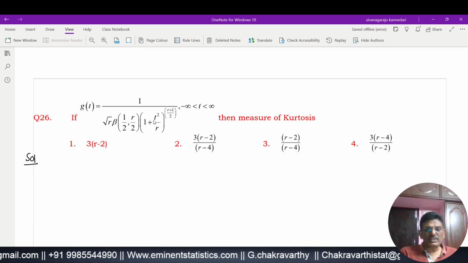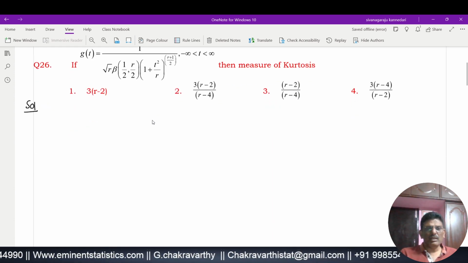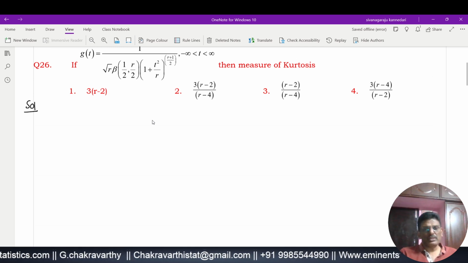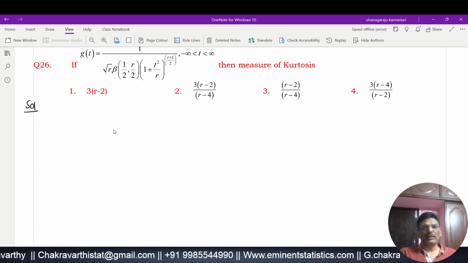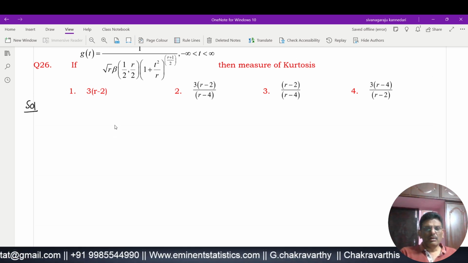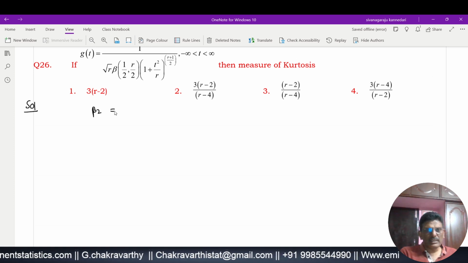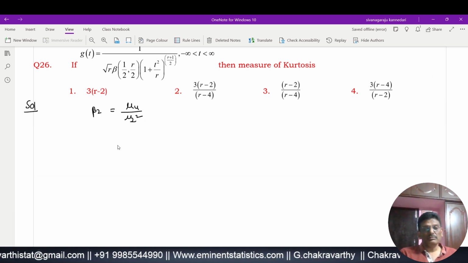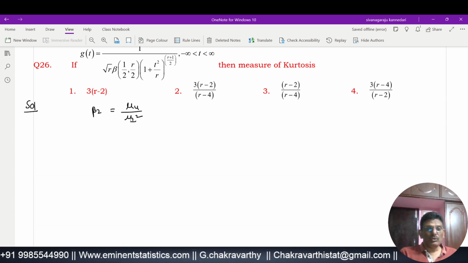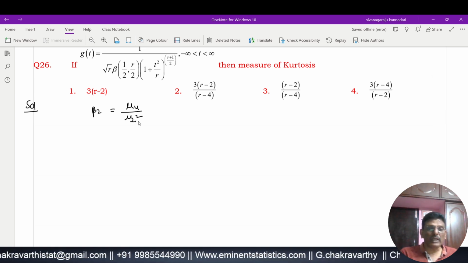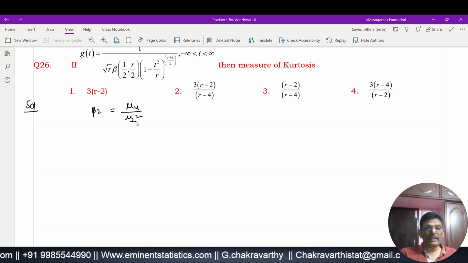the PDF is given. Find out the measure of skewness. Actually, we have to calculate the beta 2 value. The beta 2 formula is mu4 by mu2 square. But using this PDF to calculate mu4 and mu2 square takes more time. You have a shortened time here.